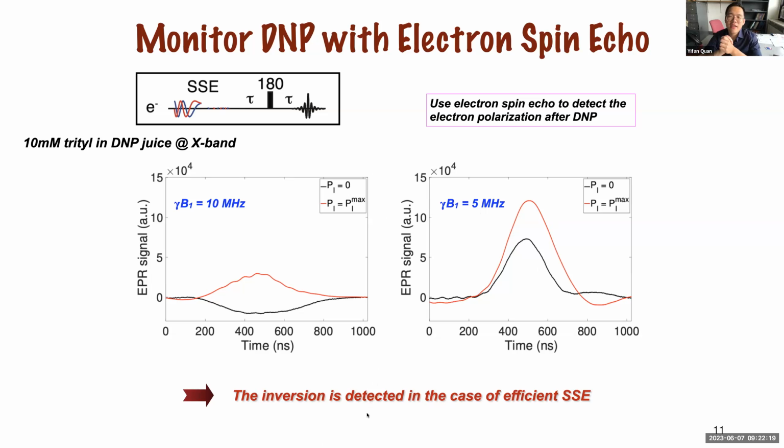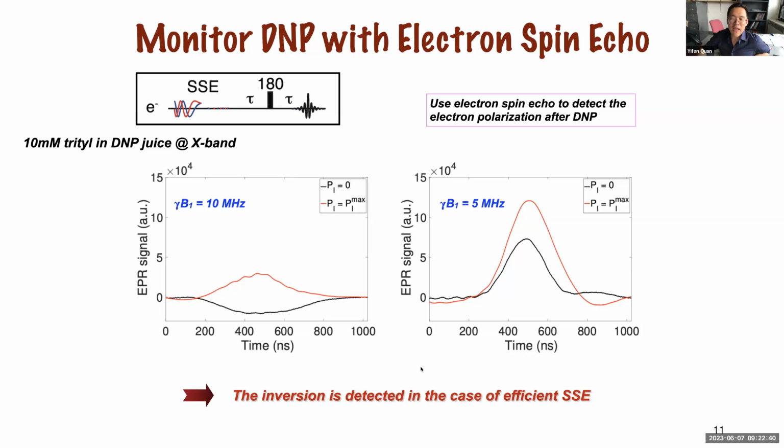And this actually also explains why I like to use the word coherent DNP in this experiment, because you are really coherently manipulating your electron spin, not just your electron spin, but your whole spin Hamiltonian density matrix during your DNP pulse.